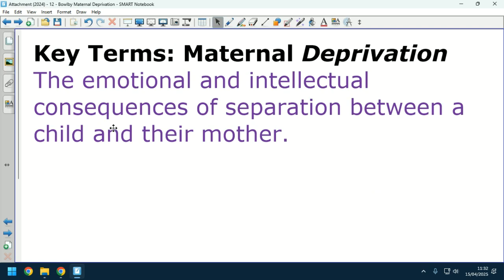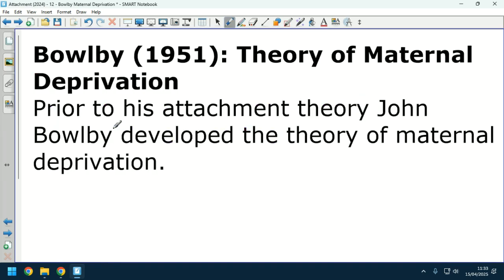Before we start, I'm going to talk about maternal deprivation. It says here it's the emotional and intellectual consequences of separation. So the focus of this is, of course, these two things: emotional and intellectual consequences. Keyword here: consequences of separation from the mother. He published this work in 1951, where he published the theory of maternal deprivation.